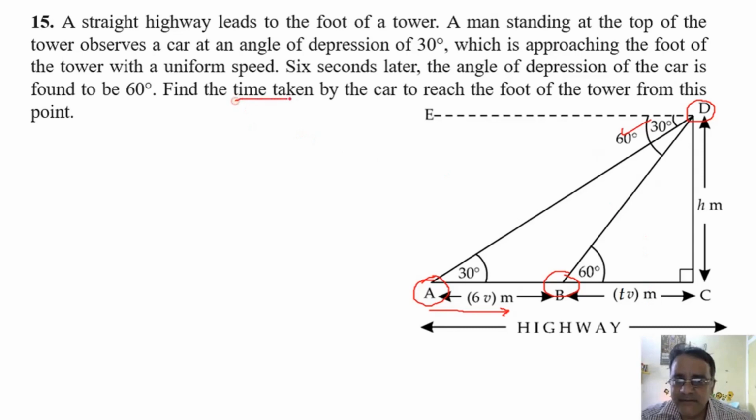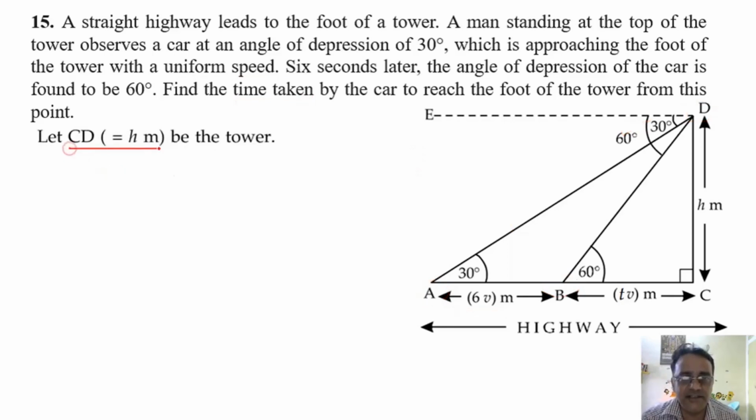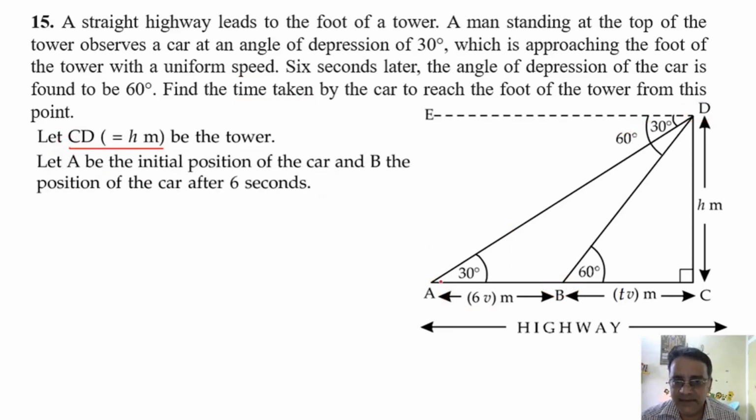Now find the time taken by the car to reach the foot of the tower. So what we are using here: distance is equal to speed into time. So we are going to take speed as V. ओके हम लोग यहाँ पे uniform speed ले रहे हैं, क्योंकि question में already दिया हुआ है uniform speed. So we are taking uniform speed as v. सो थोड़ा राइट अप देख लेते हैं. Let CD be equal to h meters, the tower, and A be the initial position of the car and B be the position of the car after 6 seconds.